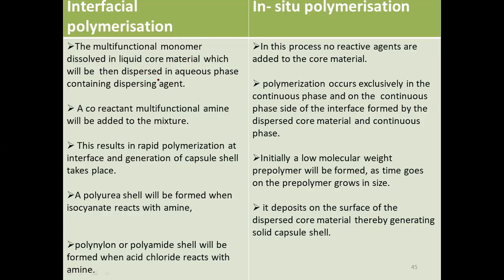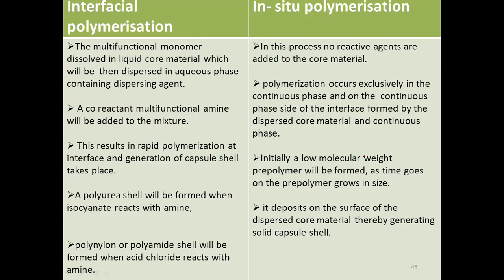In interfacial polymerization, co-reactant multifunctional amines will be added to the mixture. Here the polymerization occurs exclusively in the continuous phase, on the continuous phase side of the interface formed by the dispersed core material and the continuous phase. Interfacial polymerization results in a rapid polymerization at the interface, and generation of the capsule shell takes place. Polyurea shells will be formed when isocyanates react with amine.